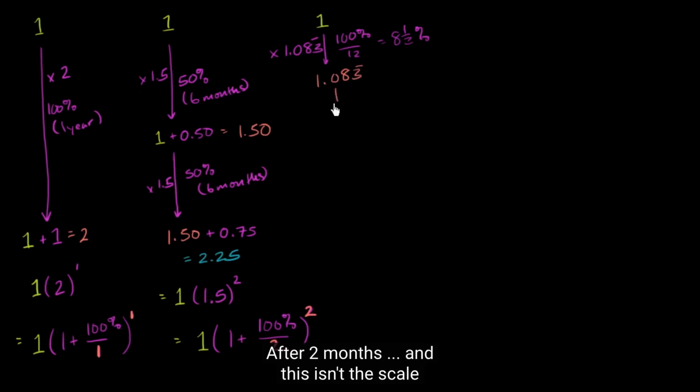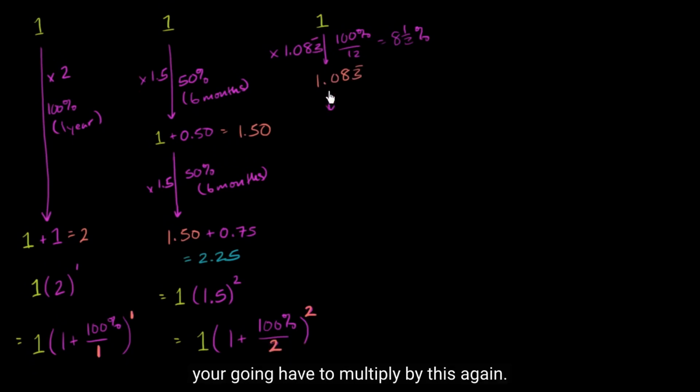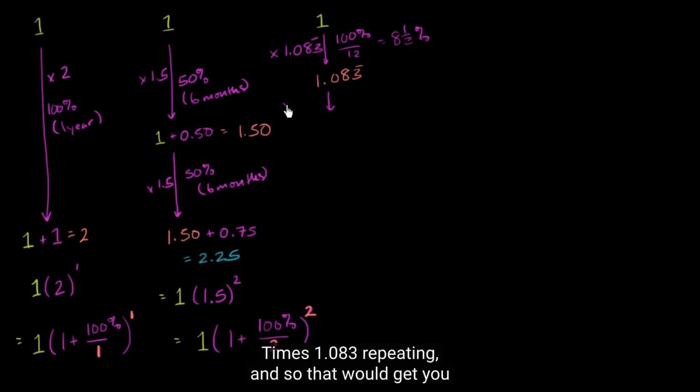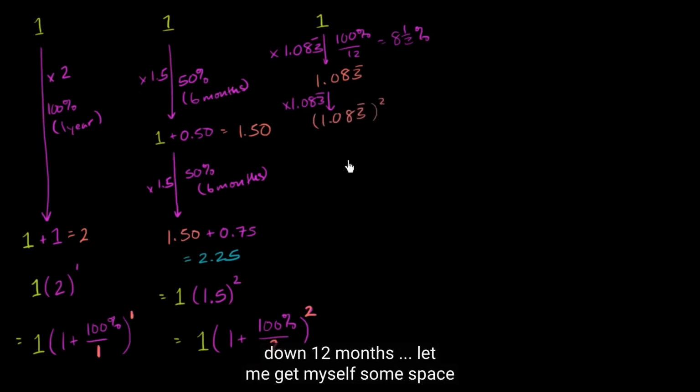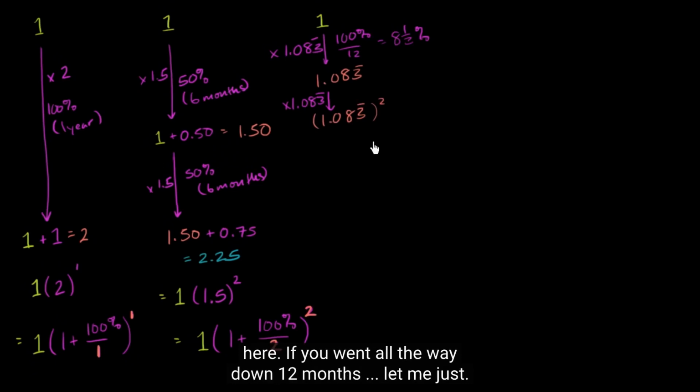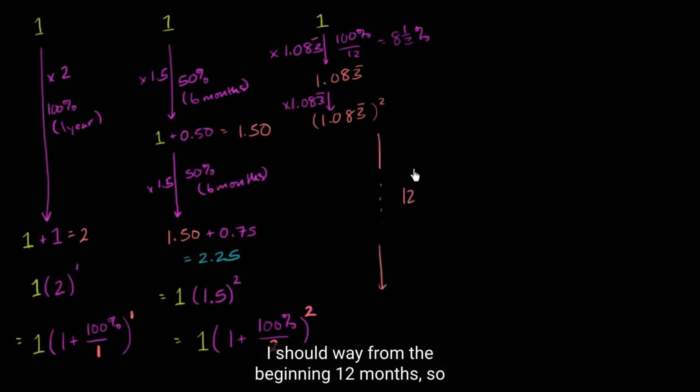After 2 months, and this isn't to scale, it actually looks like more than 2 months, so it's not completely at scale. After 2 months, you're going to have to multiply by this again. So times 1.083 repeating. And so that would get you to 1.083 repeating squared. And if you went all the way down 12 months, so from the beginning 12 months, so another 10 months.